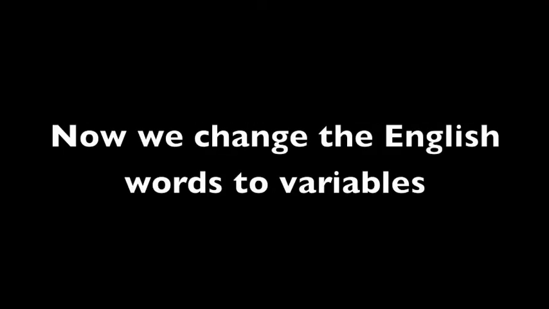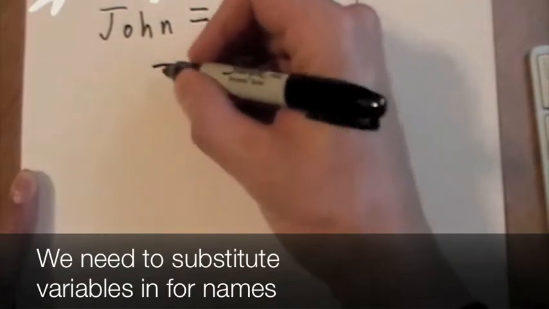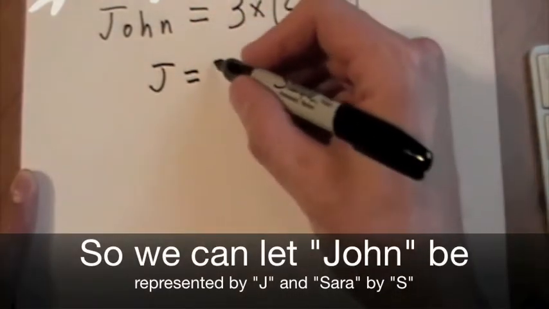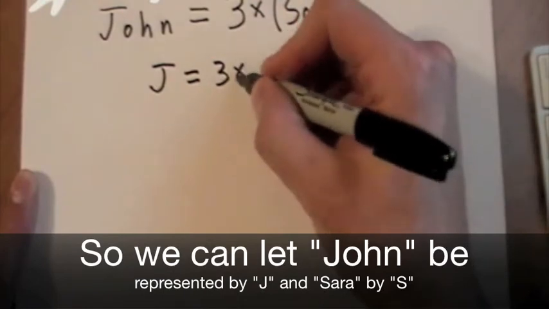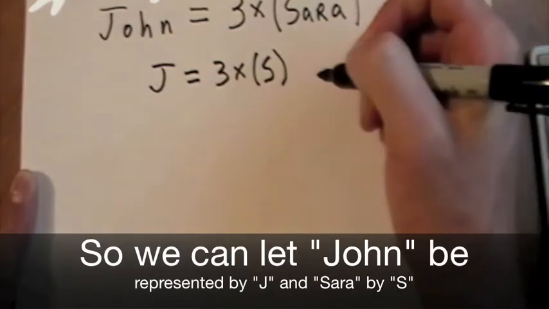So we're going to let the names stand for the person's age, and now we're going to change those English words, the names, into single letter variables, like we see usually inside of equations. We're going to change John to the letter J, and we're going to write down 3 times, because he's 3 times Sarah's age, and we're going to change Sarah to the letter S.